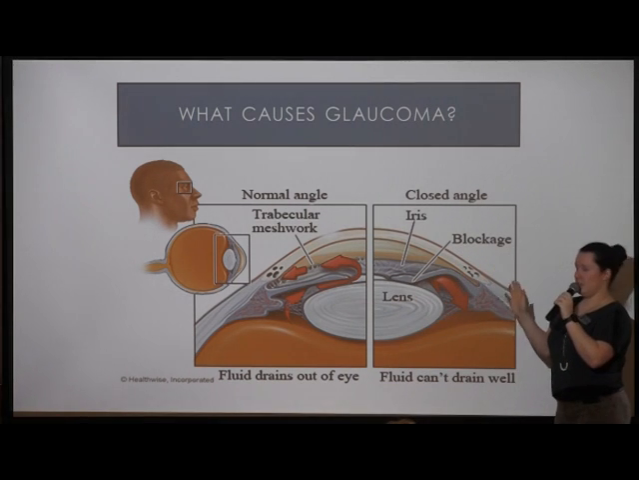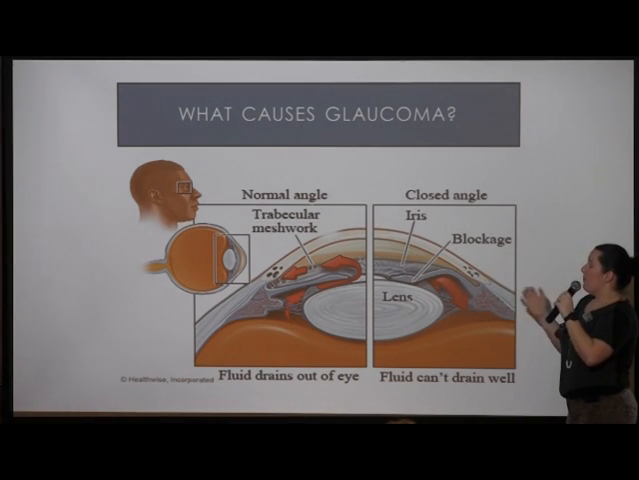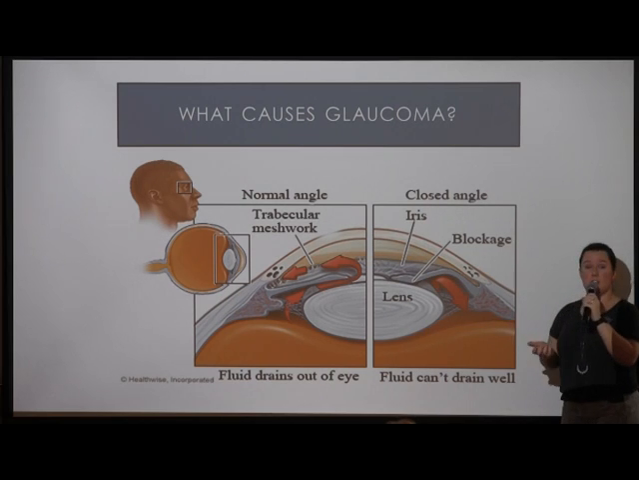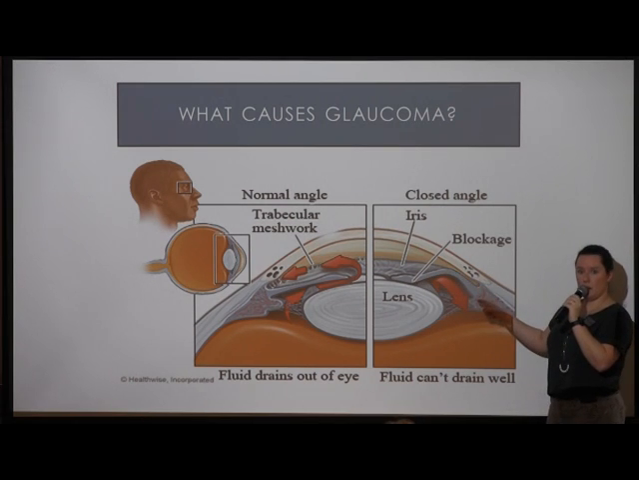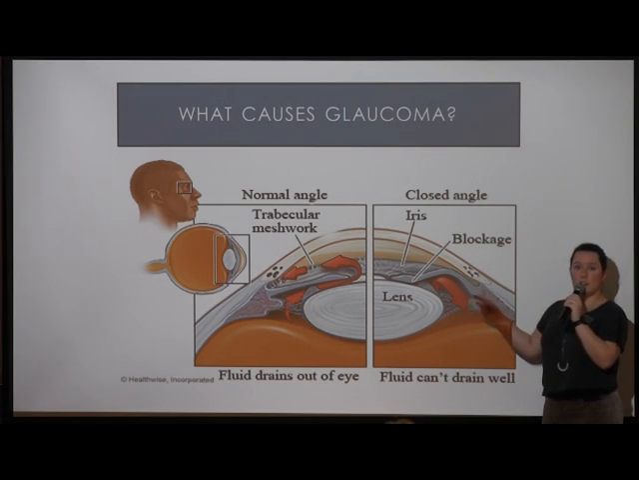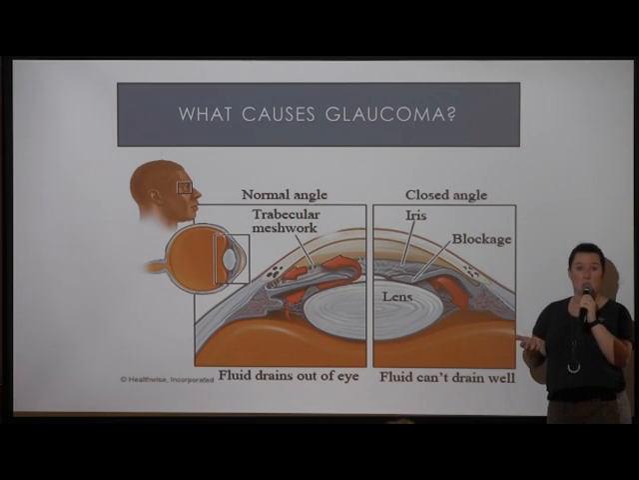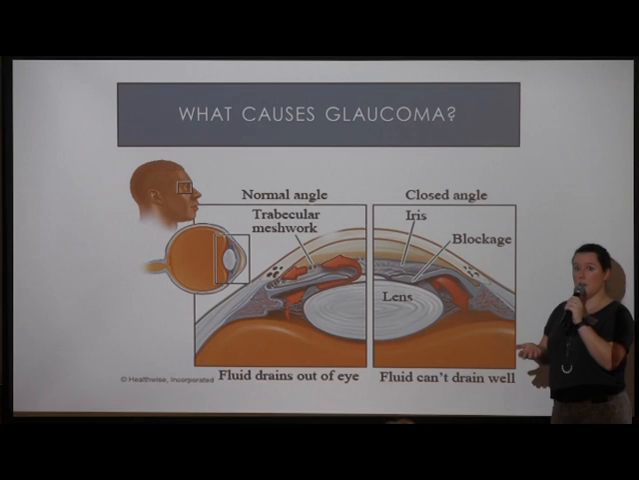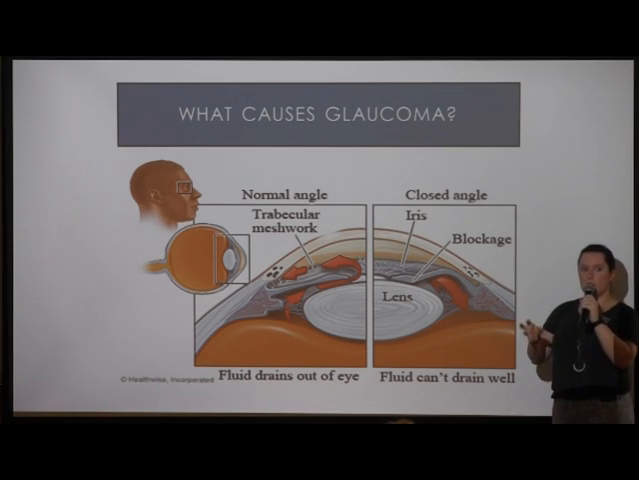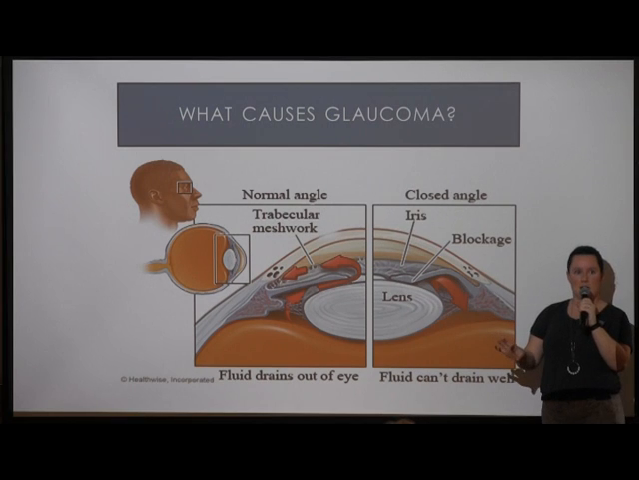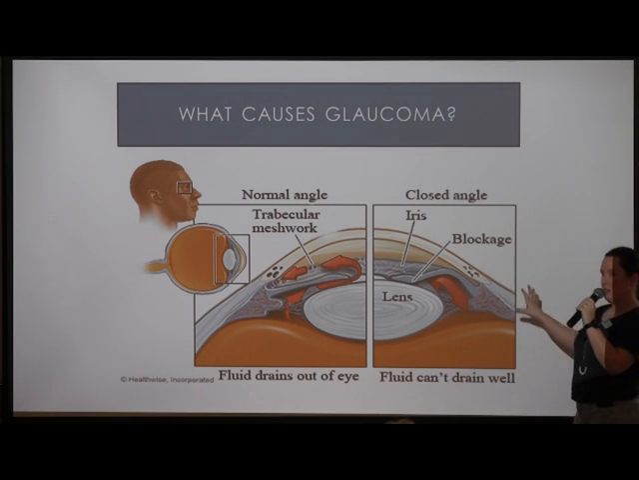On the right picture is how fluid wouldn't necessarily be flowing well. So you see that red arrow, it's here, but it's trapped, it can't go anywhere. And when that happens, the pressure reading that we take can be elevated, and then that can be a risk factor for glaucoma. So again, this picture just kind of shows us where fluid's produced and how it flows through the eyeball, in both a healthy eye and not a healthy eye.